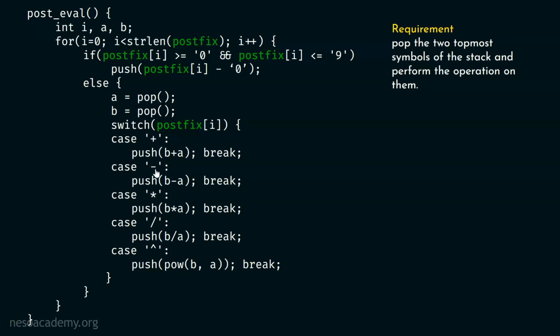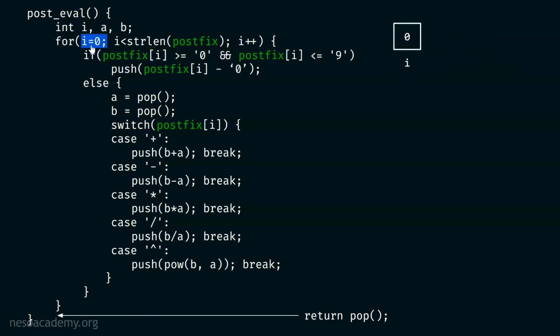So here we have a subtraction operator, we have a multiplication operator, here we have a division operator, so therefore we'll perform division over here. After this, we have a power operator. So here we'll push pow of B comma A. This function is available in the math.h library. We have to include that library in our code as well. This pow function is called for calculating B to the power A. Fine. We have to pass B comma A to this pow function. After this, the last step is to return pop. This means return the remaining element of the stack, right? After completion of this for loop, we have to return pop from this function.